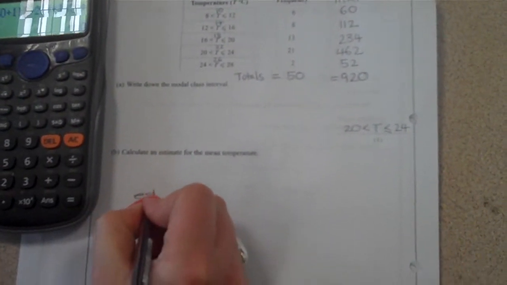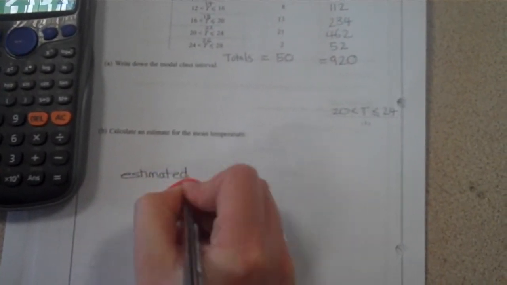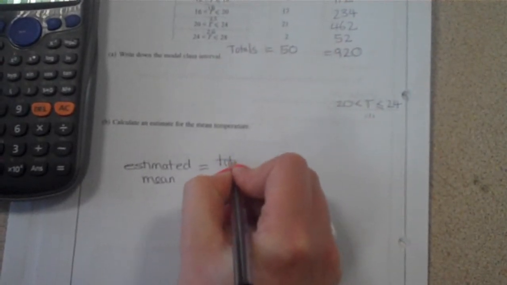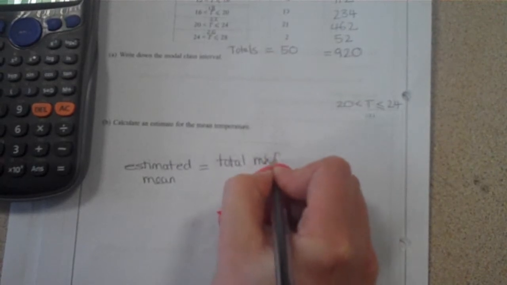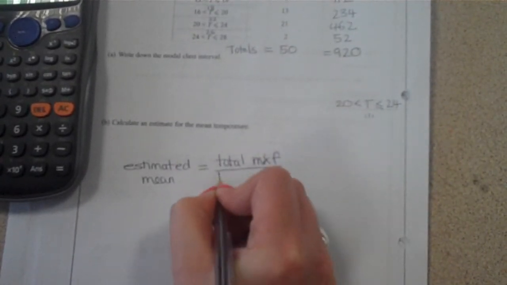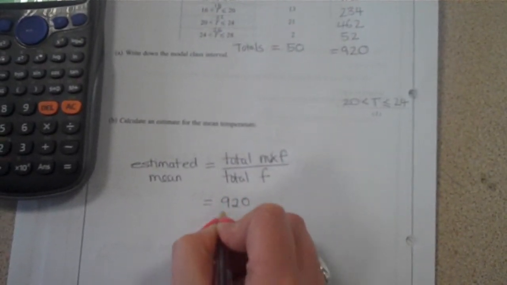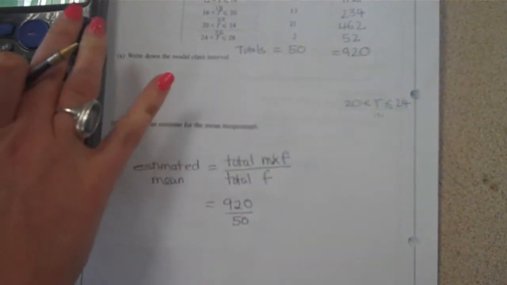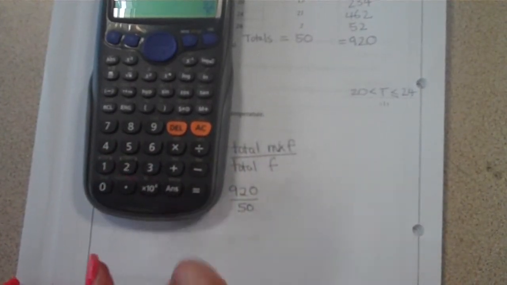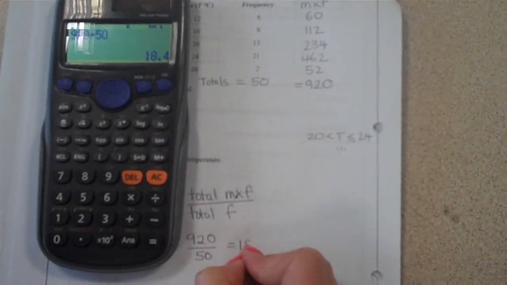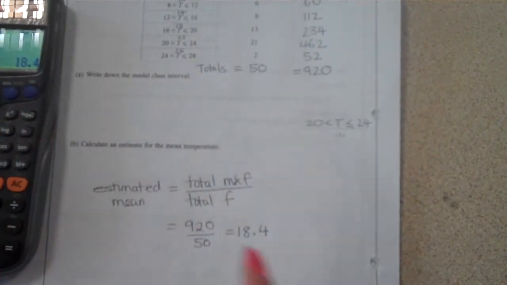So I've now got the building blocks for what I need. So to actually calculate my estimated mean, which if you remember is what we were after, I'm going to use this total here, so my total of my midpoint times by frequency, divided by my total frequency. So that was 920 divided by 50, and you can either write it as a fraction or with a division in there. My calculator puts it into a fraction, so I press that SD button and it gives me 18.4. So my estimated mean is 18.4 degrees C.